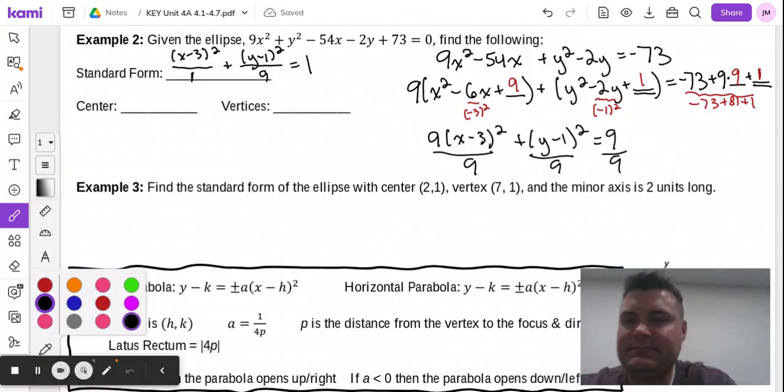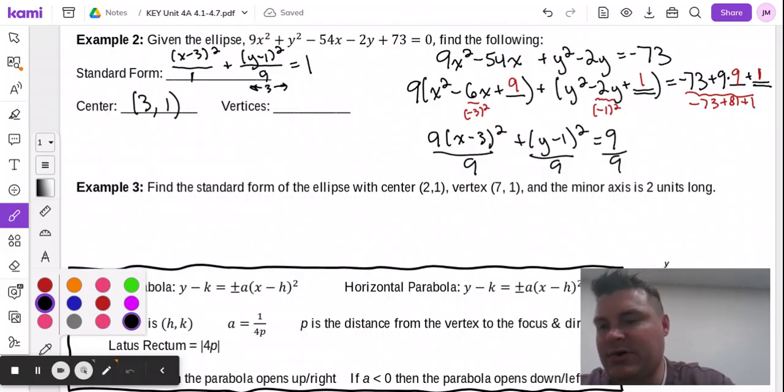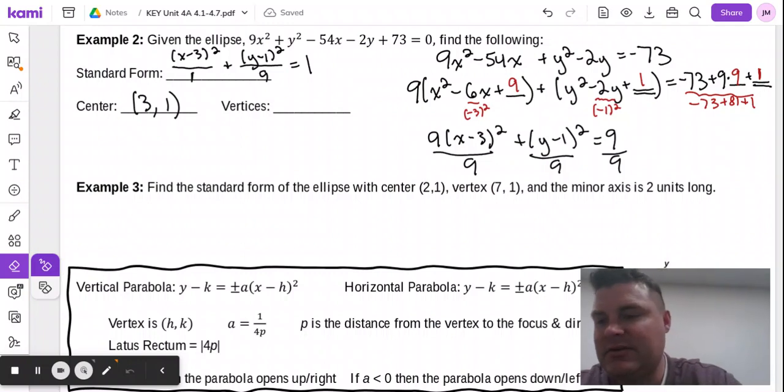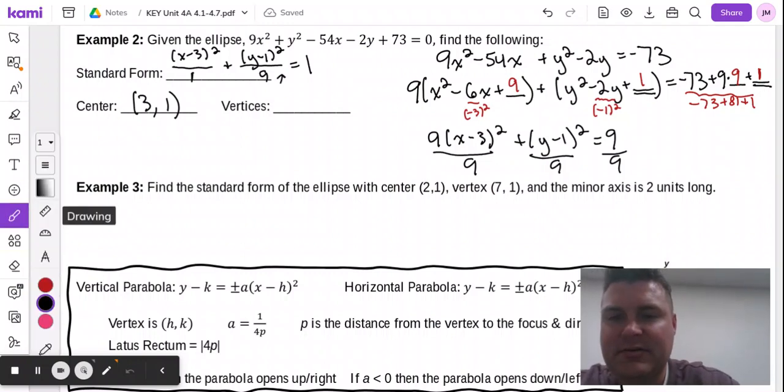What's the center? Very good, 3, 1. Vertices. So we're going further out, up and down. Whoa, why don't you just stop me? No, we're going up and down 3, and we're going left and right 1.